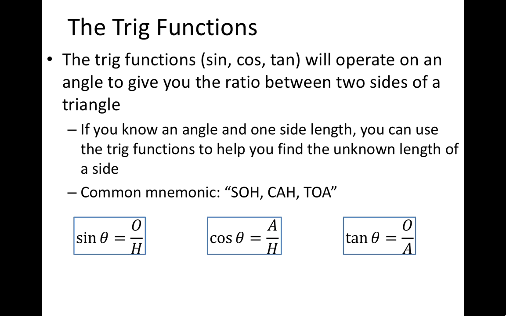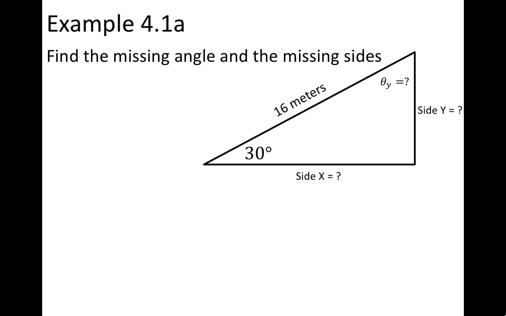There's this common mnemonic, SOHCAHTOA, that can help you remember the trig functions, but I will put these three definitions on the equation sheet, so you don't really have to remember them. In this example, we're given a right triangle where we have to find the missing angle and the two missing sides. We can start out by finding the missing angle.